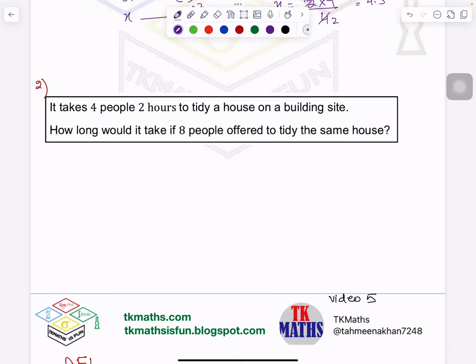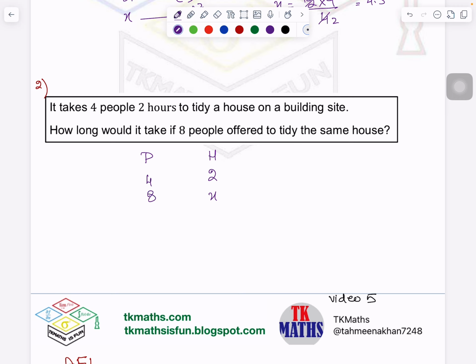It takes 4 people 2 hours to tidy a house on a building site. So people and the number of hours are what they are talking about here. If 4 people are working, they tidy the house in 2 hours. How long would it take? So we have to find the time, if 8 people are offered to tidy the same house.